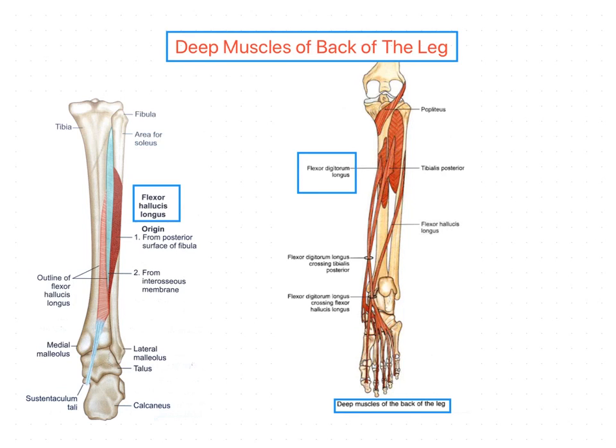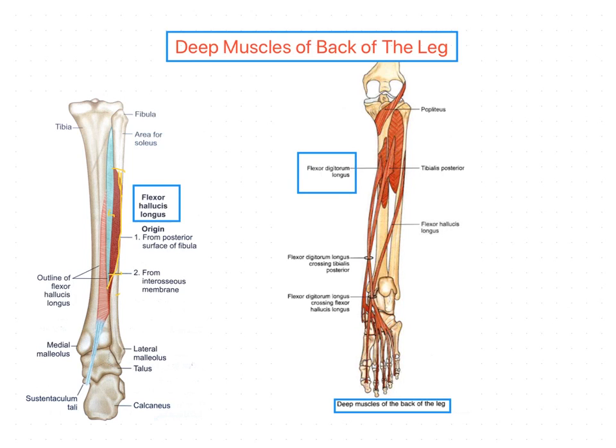The first muscle is the flexor hallucis longus. If you see the origin of this flexor hallucis longus, it originates from the middle one-third of the lateral half of the posterior surface of the fibula, and also from the lowest part of the interosseous membrane, where some of the fibers originate.